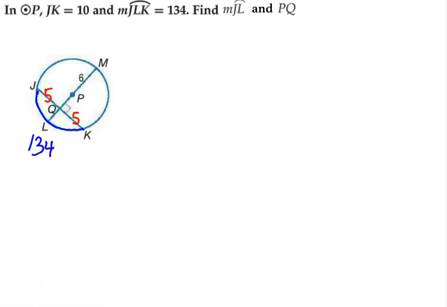Beautiful. All right, so let's start the easy one. Find the measure of arc JL. So I'm looking at my picture. Here's arc JL. But we should know now that my big blue arc is getting cut in half right there. So to find the measure of arc JL, we just divide 134 by 2. And we should get 67 degrees.